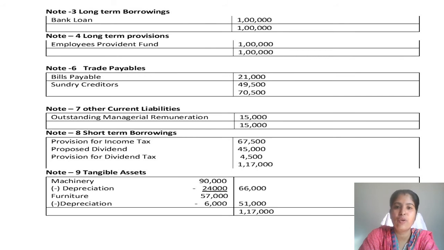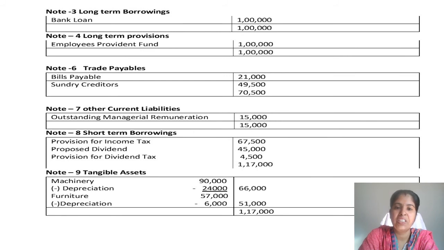That is provision for income tax 67,500. Proposed 50% of the taxation was done on 1,35,000, your profitability, so 67,500. Proposed dividend is 45,000. On this 10% is 4,500. So total as per note number 8 balance is nothing but 1,17,000.